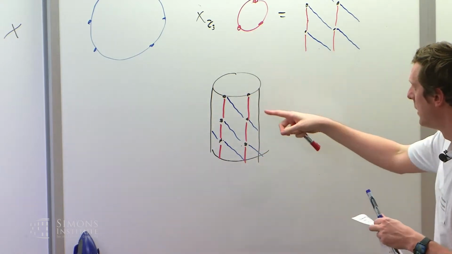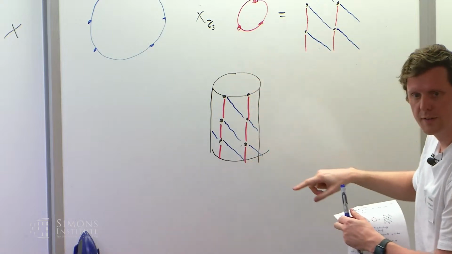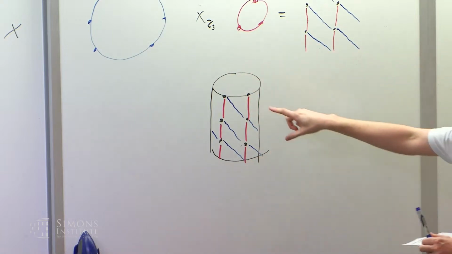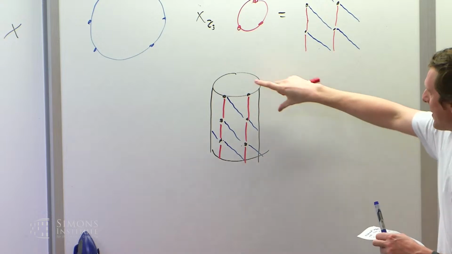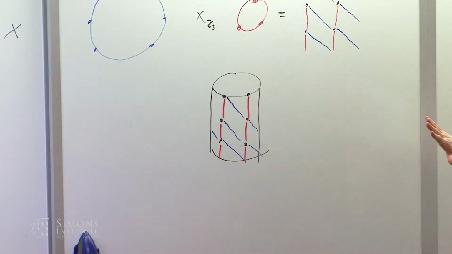So this side is still identified with this side. I just made a drawing, so this is as good as I can do. Imagine this is just a torus, but now the lattice is twisted. It's not the usual square lattice that you would put on a torus, but a twisted one.